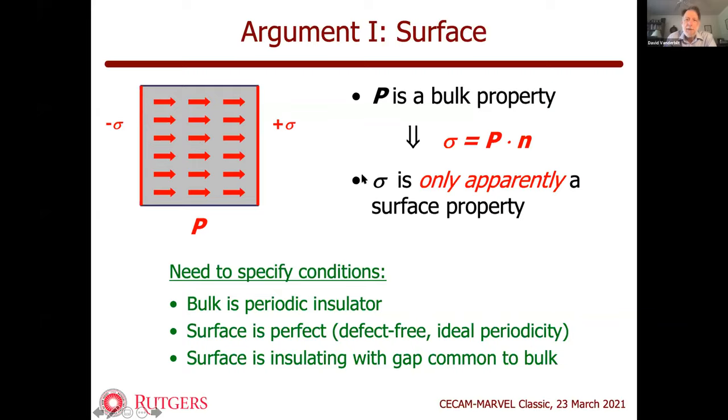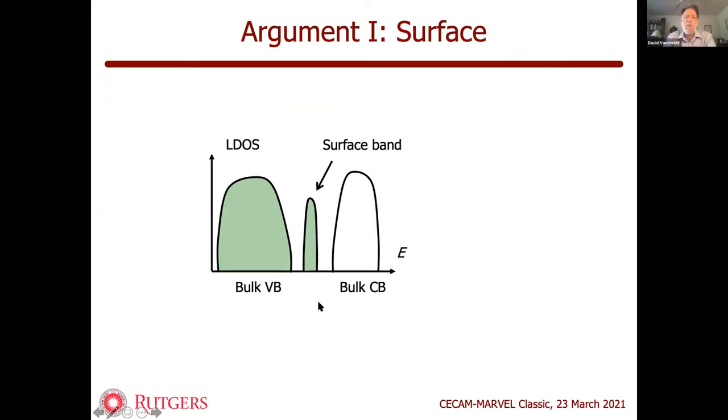And so we tend to think of surface charge density as a surface property. But under these conditions, it's not really a surface property. It's a symptom of the bulk polarization, except that the bulk polarization has this uncertainty modulo a quantum. So that means that the surface charge density would also have to be uncertain modulo a quantum. And actually, that's consistent with these conditions. I can satisfy these conditions in multiple ways.